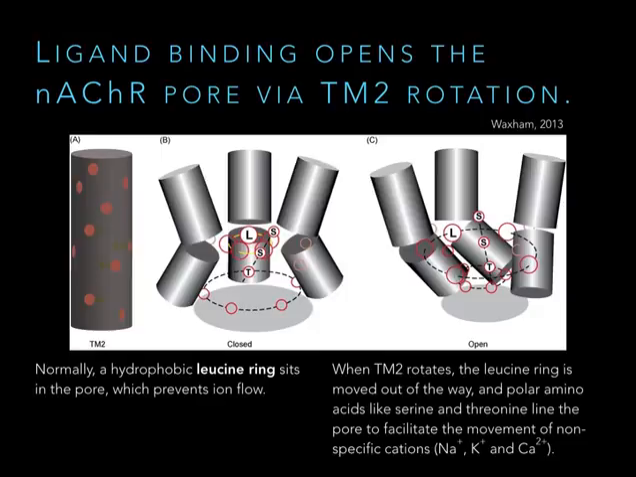And that's what allows the nicotinic acetylcholine receptor to be an excitatory neurotransmitter receptor, because it's a non-specific cation channel, so it's going to reverse at around 0 millivolts, which is more than sufficient to drive action potentials in neurons and muscles.